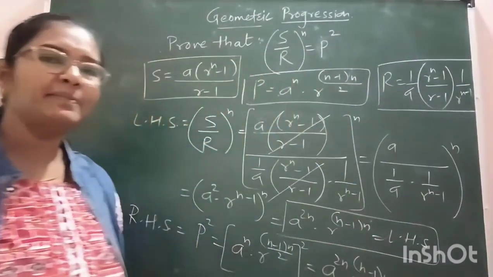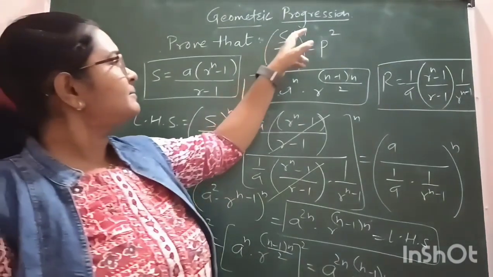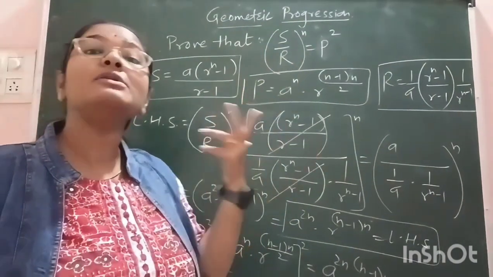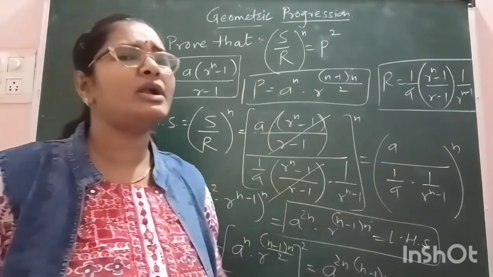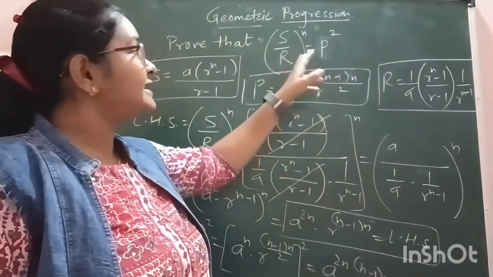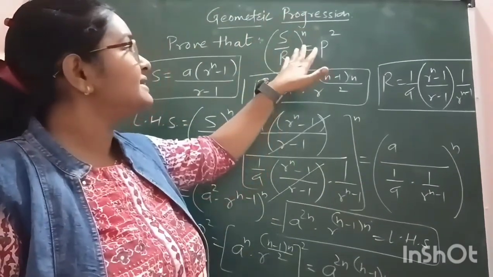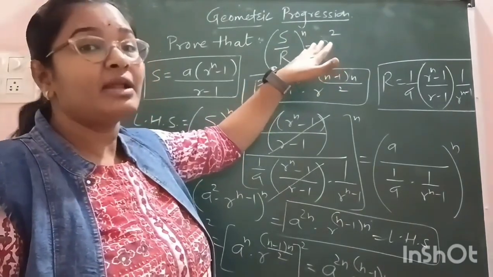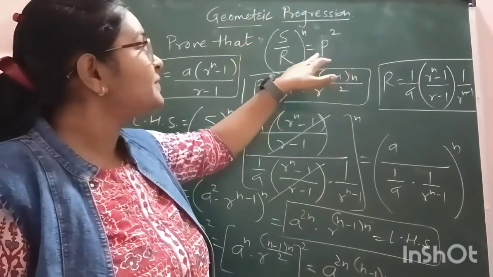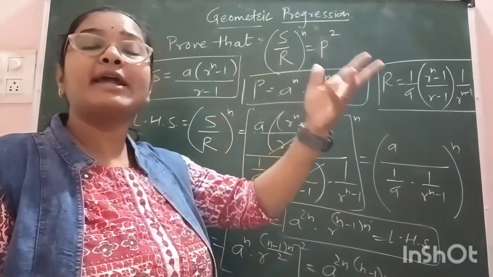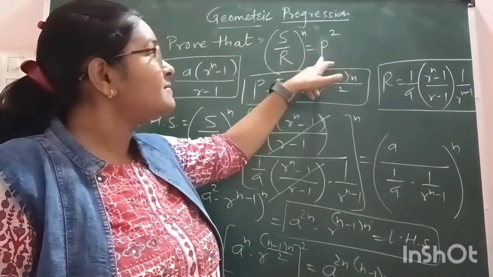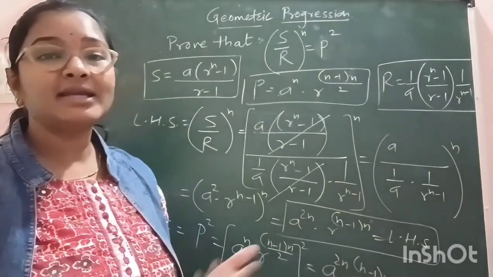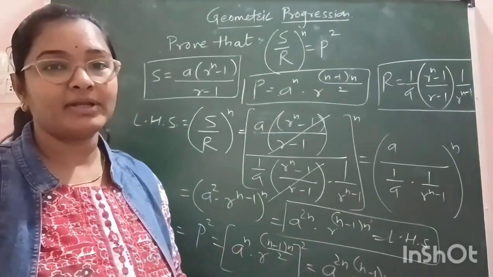So it's very simple that when the sum of all the reciprocals of the terms of a GP, raised to the nth power, is given, we can prove it equal to the product of all terms of the GP, raised to power 2. So dear children, here we have proved this properly. Thank you.